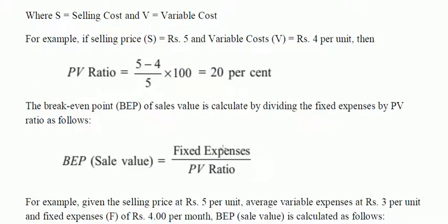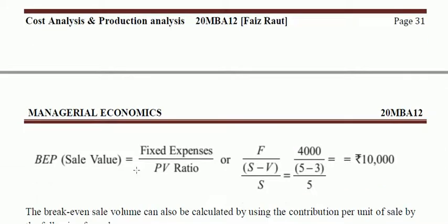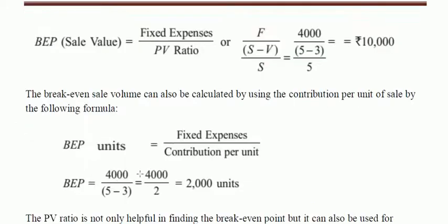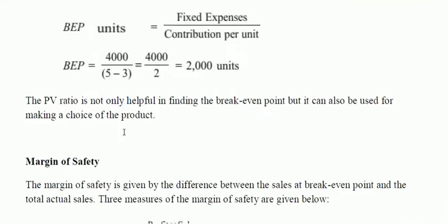Then BEP in sale value is fixed expense divided by PV ratio. This is one of the formulas to calculate BEP in sale value. Sale value is your amount, how many rupees you need to earn in order to achieve break even. Another formula: BEP in units is fixed expenses divided by contribution per unit. So in how many units you need to sell in order to reach break even. Whatever the contribution of an item per unit you are getting, if you divide fixed cost by that, you will get break even in terms of units.